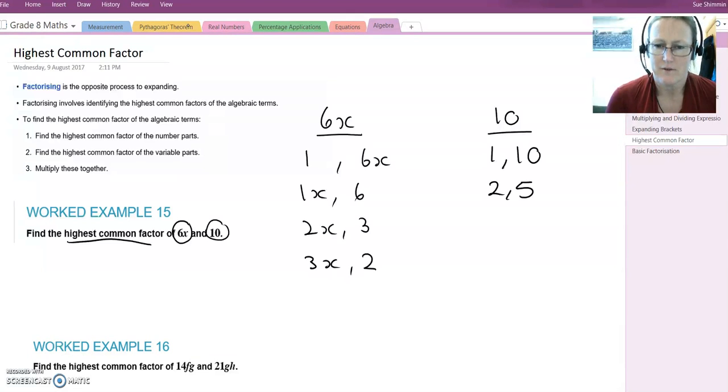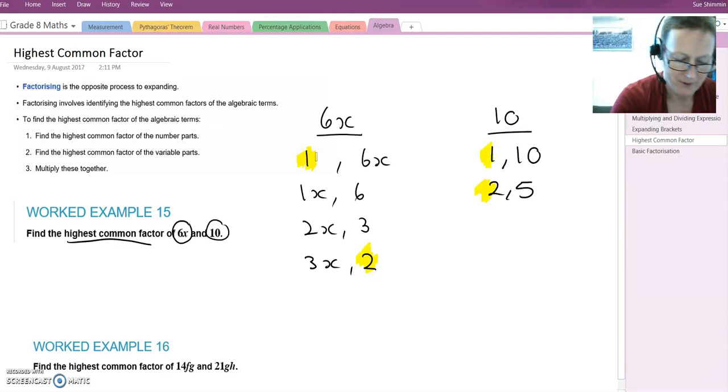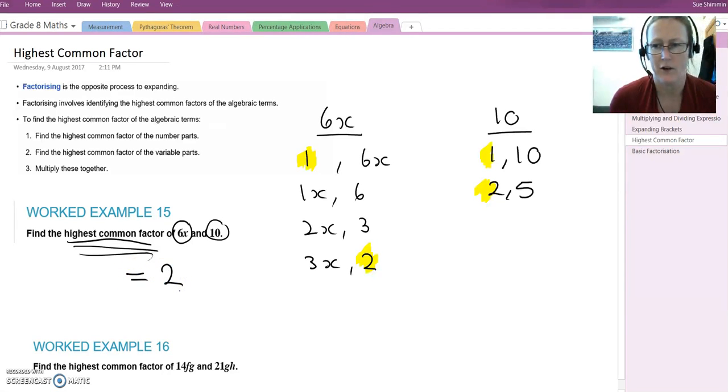Common factors are factors which are common to both of those. So 1 is a factor of them both, and so is 2. So I have highlighted the common factors. I think it would be pretty obvious to you then, the highest common factor is, of those things that I've highlighted, what is the highest, 1 or 2? The highest is 2. So 2 is our highest common factor.